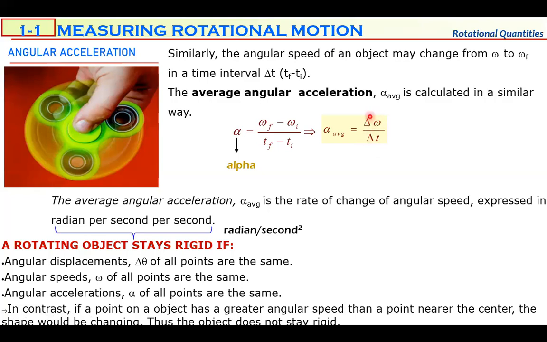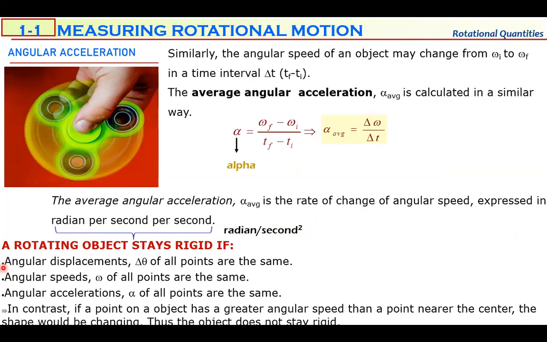Rate of change of angular speed is known as angular acceleration. It is radian per second, the angular speed, divided by, once again, second, which is radian per second squared.